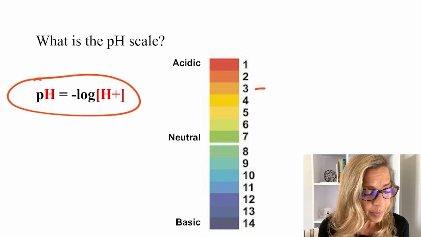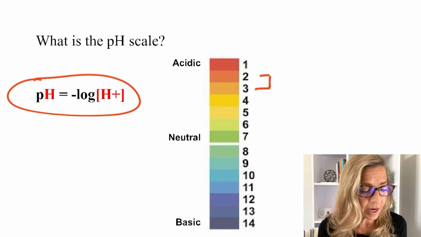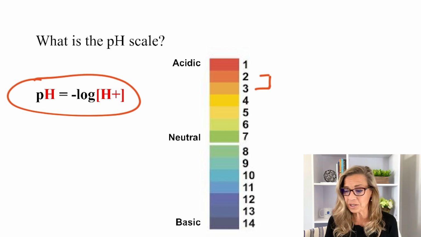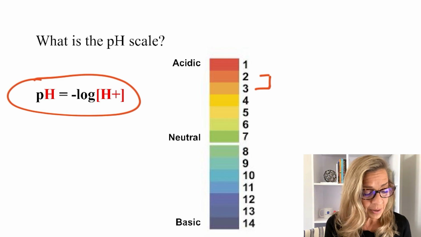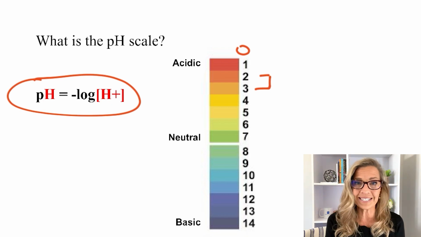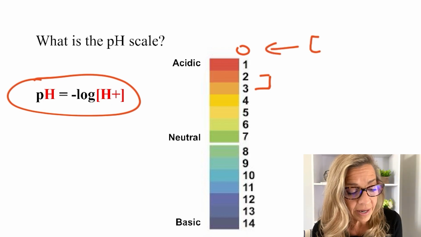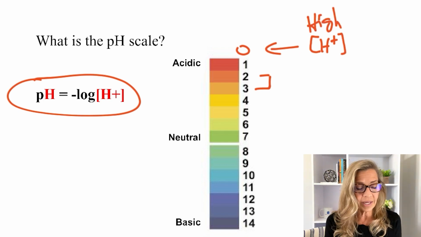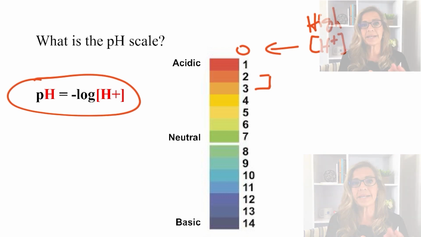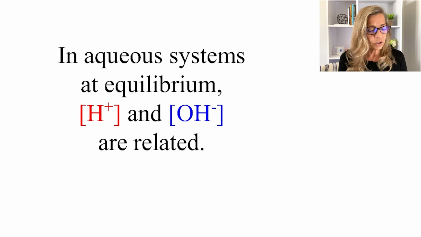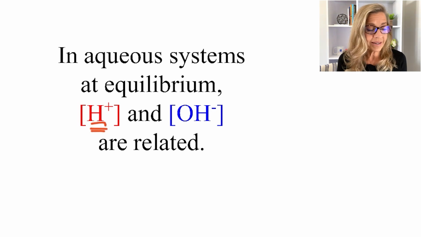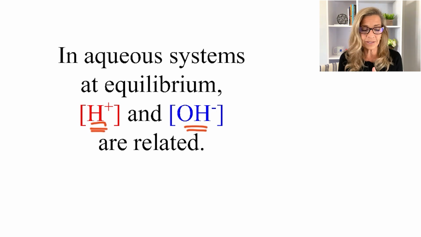Every jump between numbers on the pH scale, for example the distance between a 3 and a 2, is 10 times the concentration of the H plus ion. It ranges from 0 all the way up to 14. The greater the ion concentration, this is a high H plus concentration, and then we get down to a pH of 14 where we basically have very few H pluses. This is a relationship in aqueous solutions where H plus and hydroxide concentrations are related. Remember, hydrogen has to do with acids, and hydroxide has to do with bases.